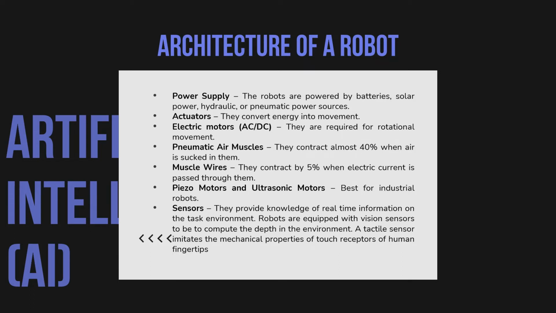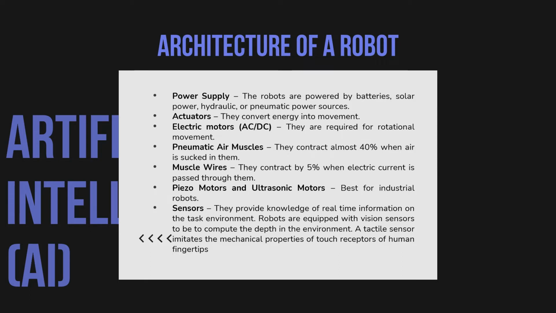And also we need pneumatic air muscles. It is like a balloon-like thing that contracts almost 40% when the air is sucked into it. And it also uses muscle wires. They contract by 5% when electric current is passed to them. These are two types of muscle wires and muscle things that are used for movement, like for hand-like things or leg-like things.